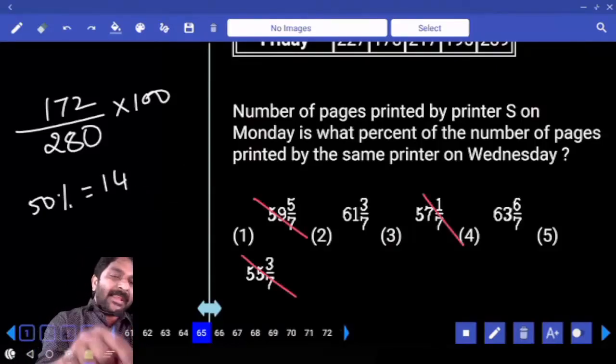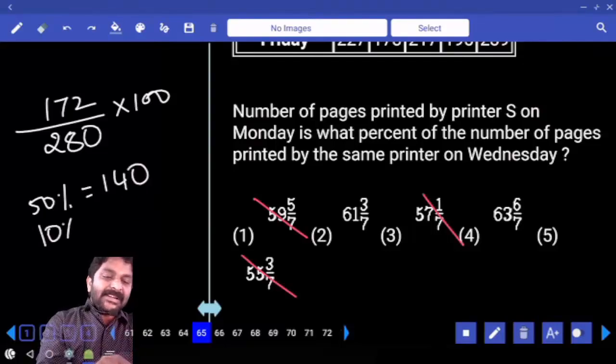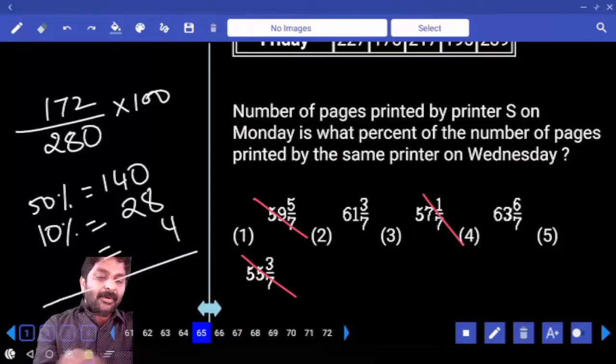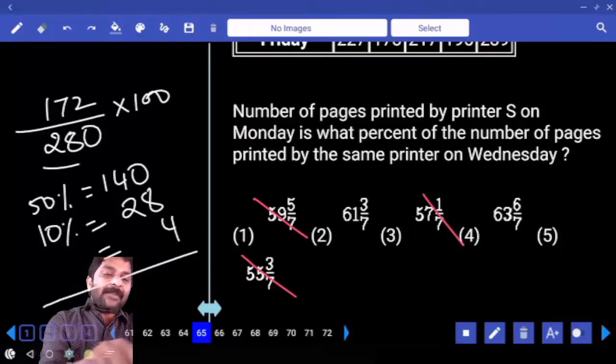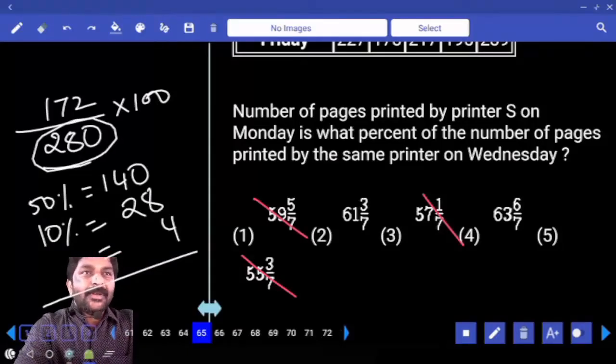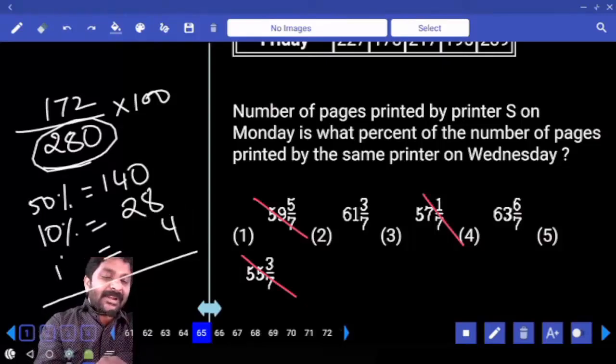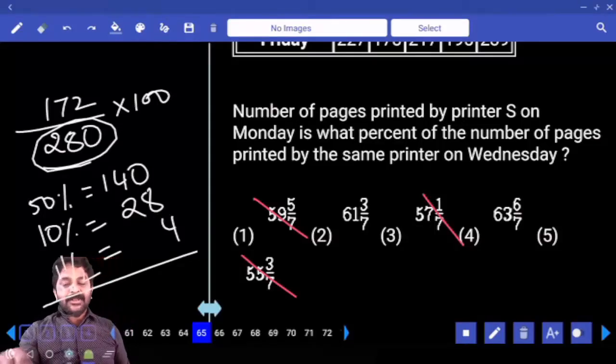Now let me divide it again. 10% is equal to 28. Now we need to add 4 more. Correct. So what is 1% of the denominator? 2.8. So this value is more than 1% but less than 2%. So can I treat it as 1.5%? The answer must be close by 61.5%. Second option is the answer.